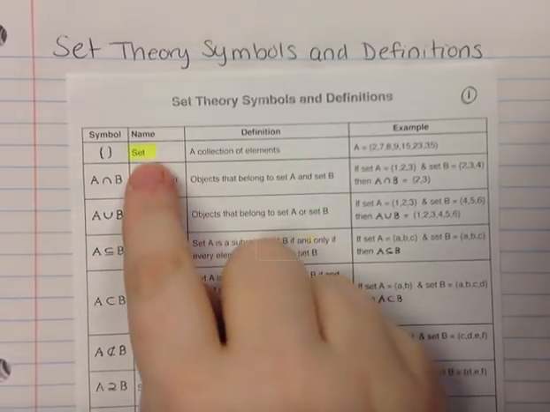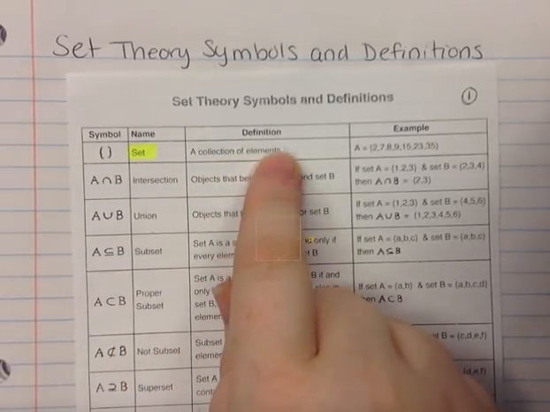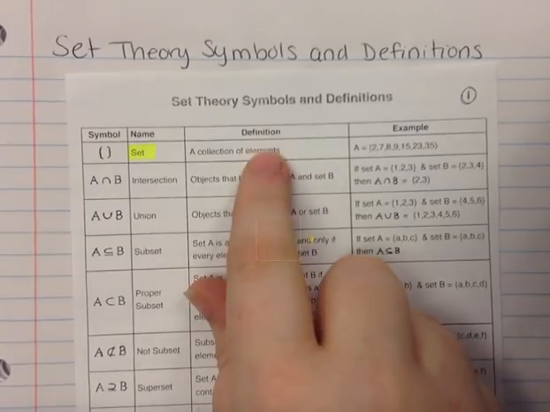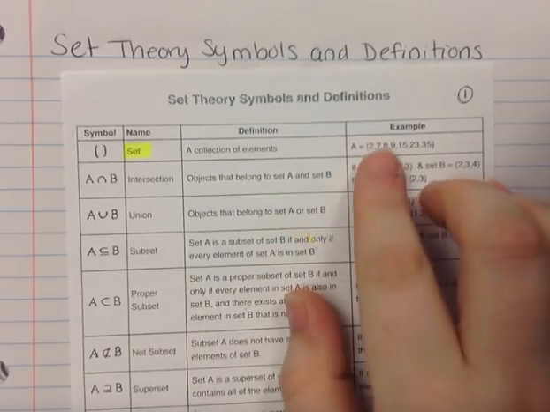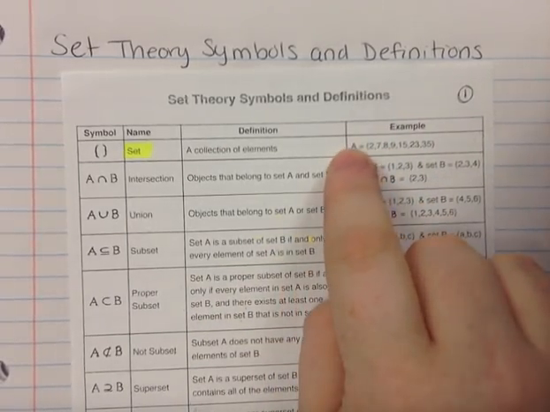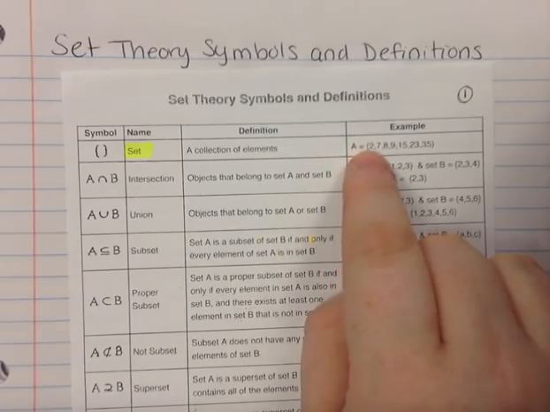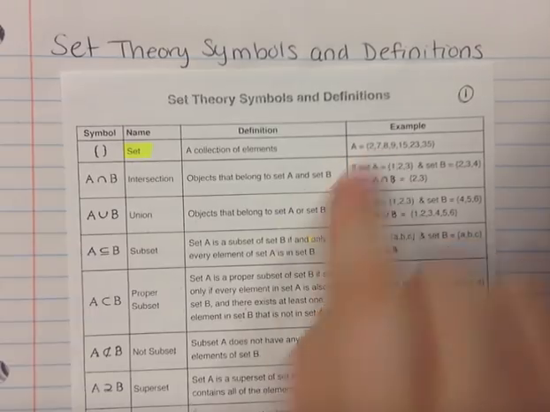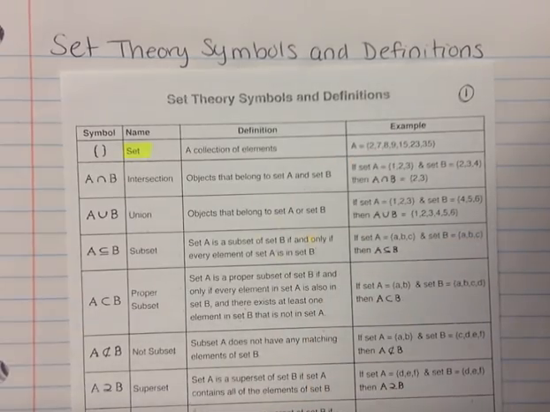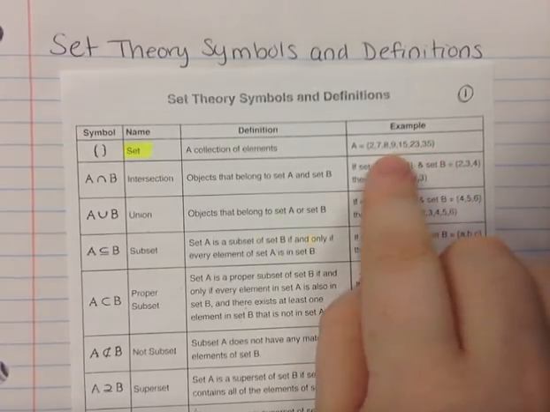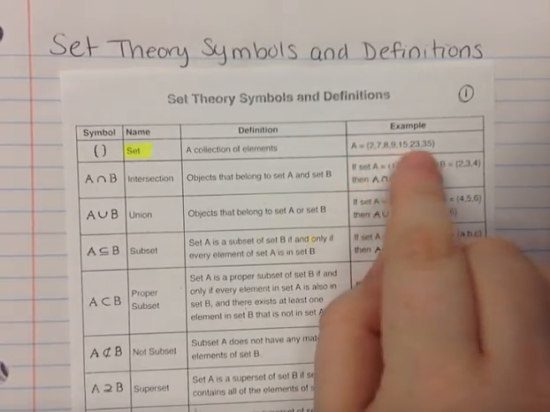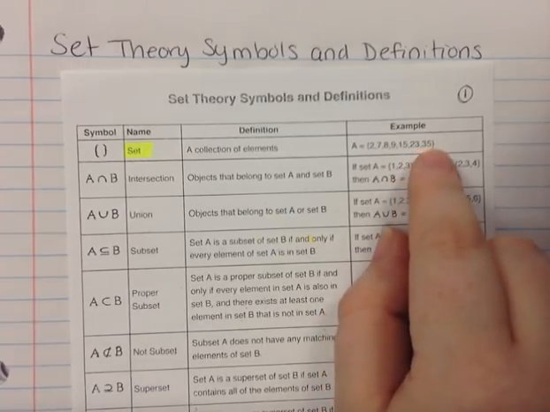A collection of elements, that means that anything inside of the set, this could be a number, it could be a letter, it could be an object, it could be a name, it could be a month of the year. So an example of this is set A equals, then what we have is the brackets, and we have 2, 7, 8, 9, 15, 23, 35. This is just an example of a set. It contains all of these numbers in it, and then when it ends, we close the bracket.